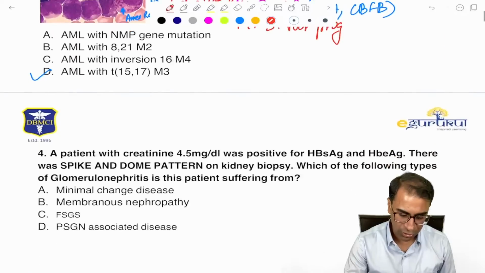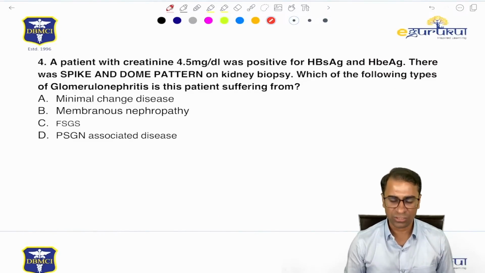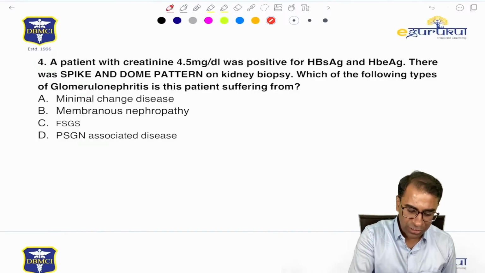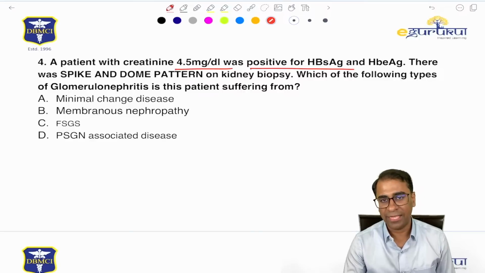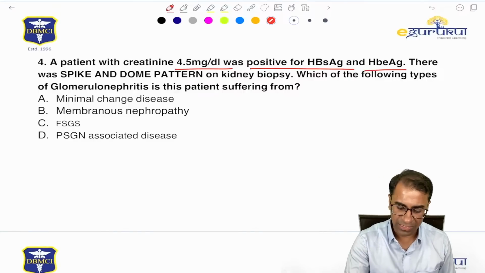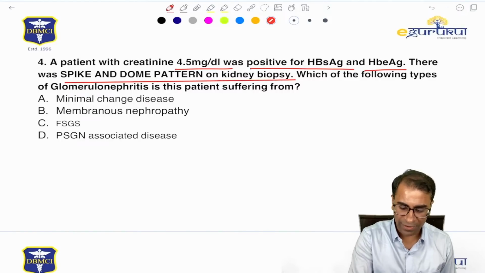I'll just move to the next question now. Okay, this was a bit of a controversial question, I'll say. I will make it very clear what it asked about. A patient with creatinine 4.5 was positive for HBs antigen and HBe antigen. There was a spike and dome pattern on the kidney biopsy.